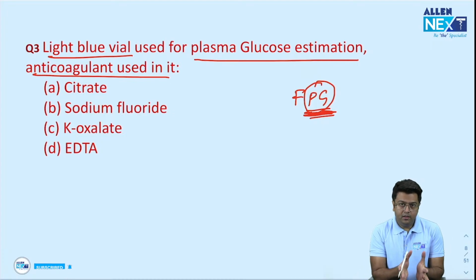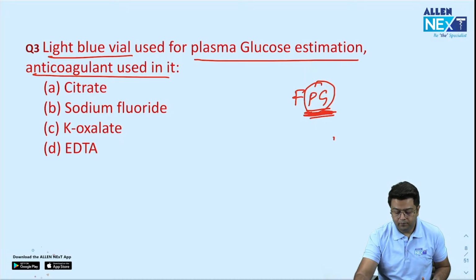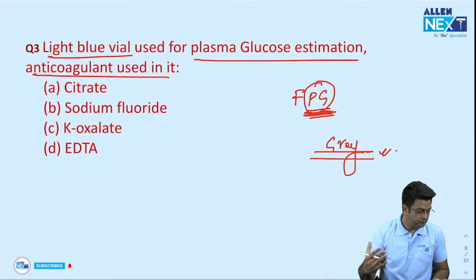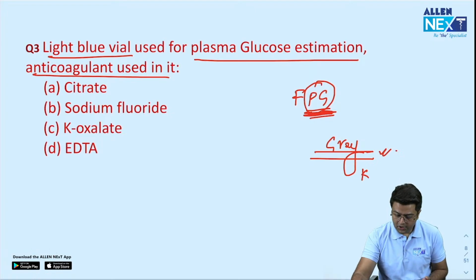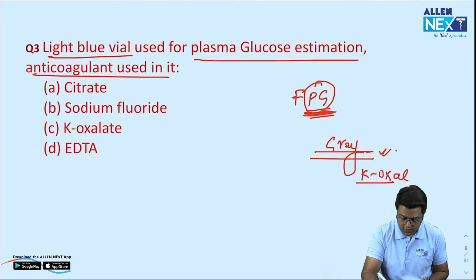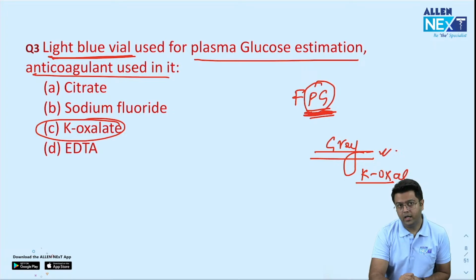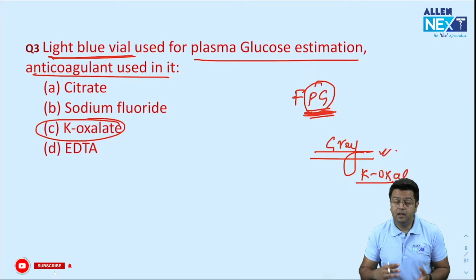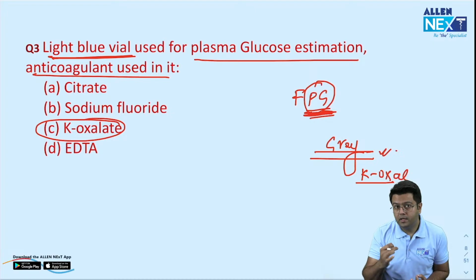Now the question says light blue vial, which we don't use normally. What we use is the gray vial. That we all know, okay? We use what? The gray vial. Fine. Now the gray vial has potassium oxalate as the anticoagulant, so this is an option, right? Potassium oxalate is present in the gray vial. But the question is the light blue vial. Okay. Now see, the examiner wants to do the plasma glucose in the blue vial. So I have to mark only the anticoagulant present in the blue vial, right?